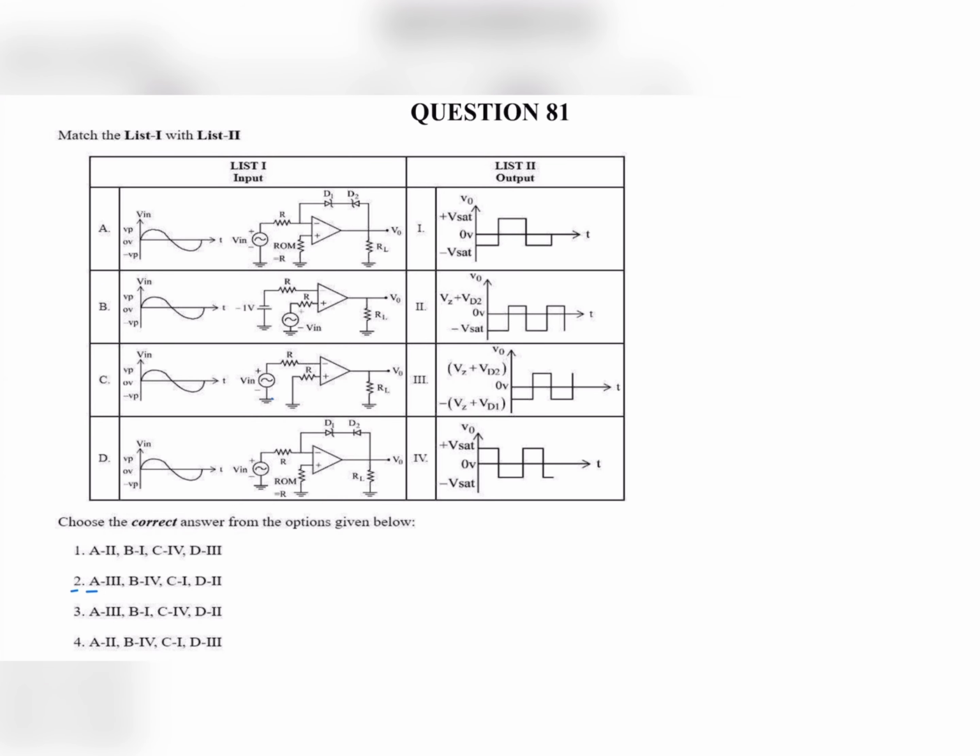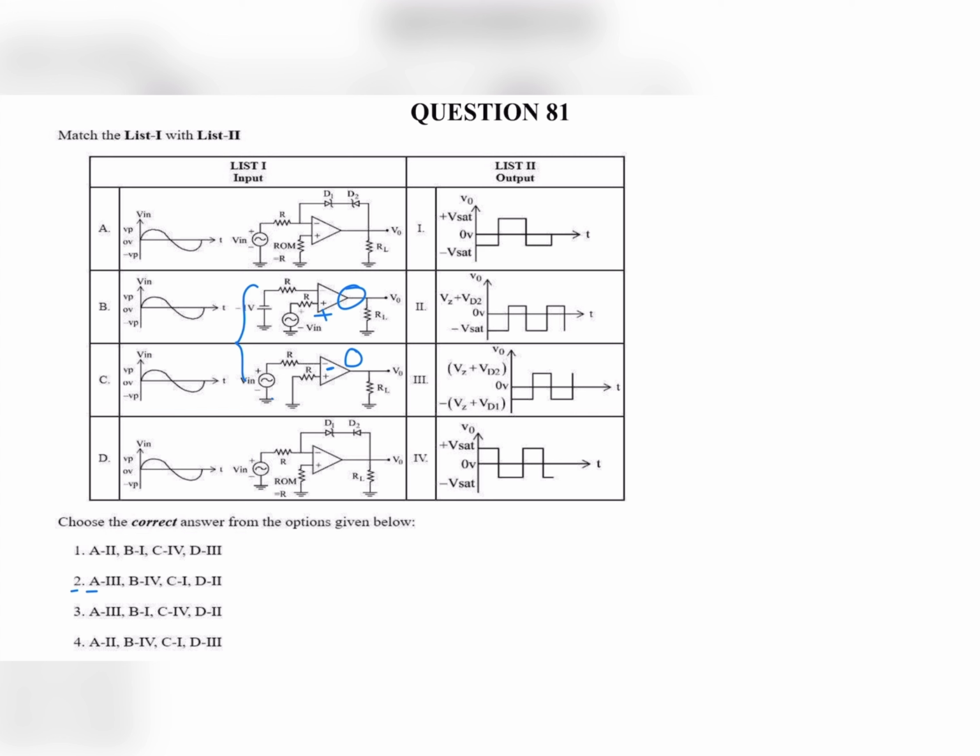Next question. Op amp in comparator mode. From B and C, the op amp has no feedback. Here there is no feedback, here also no feedback for this op amp, and here also no feedback. But in C statement, the op amp input is connected to the inverting input terminal. In B statement, the op amp input is connected to the non-inverting input terminal. In both open loop cases, the output is plus or minus saturation.